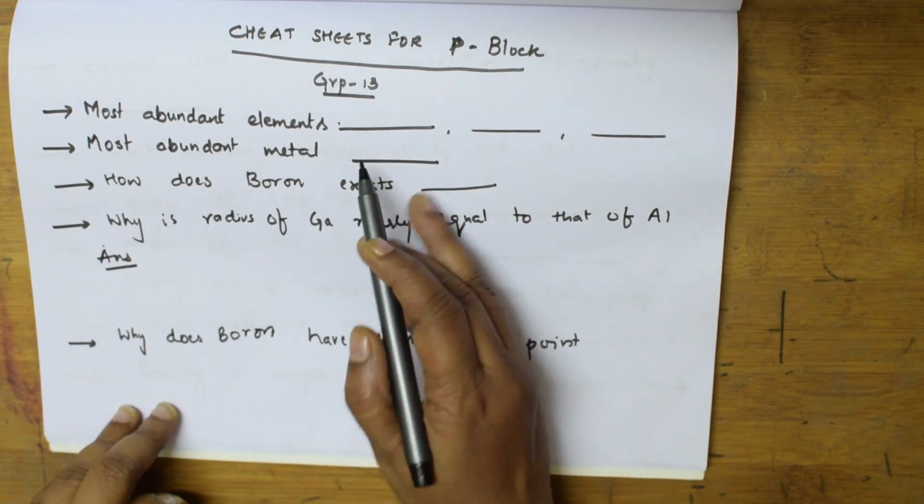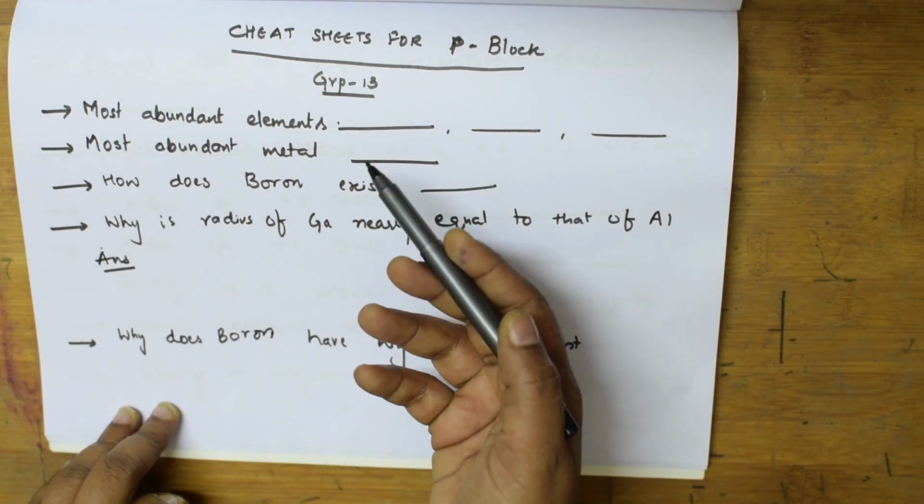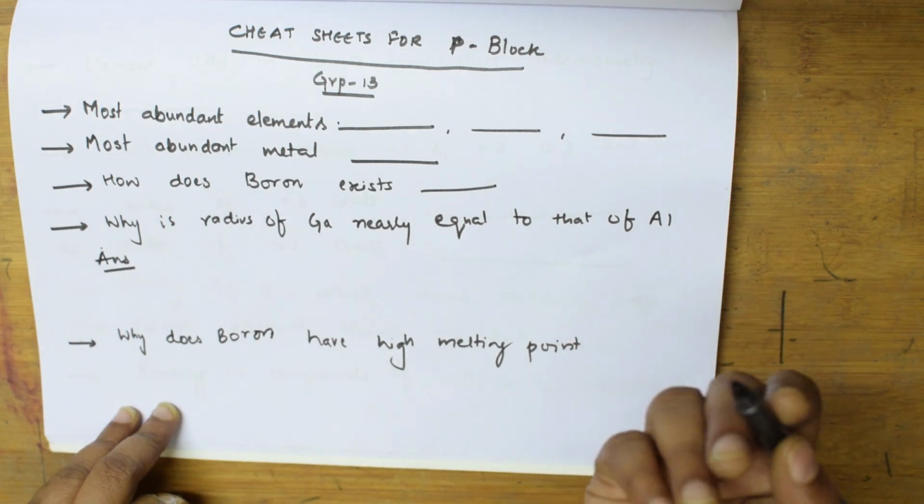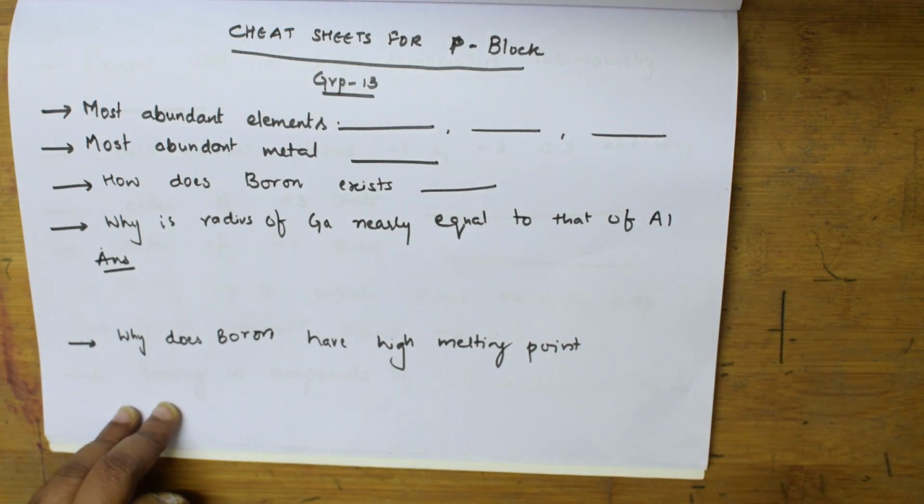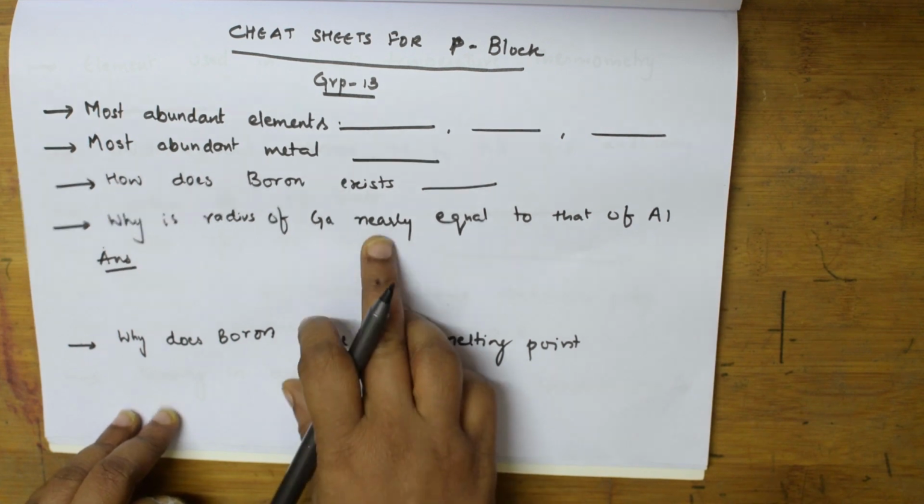So when I start with group 13, P block, we very well know it starts with group 13, 14, 15, 16, 17 and 18, isn't it? Right? Fine. So 3A group basically. Now, let us read the first question.